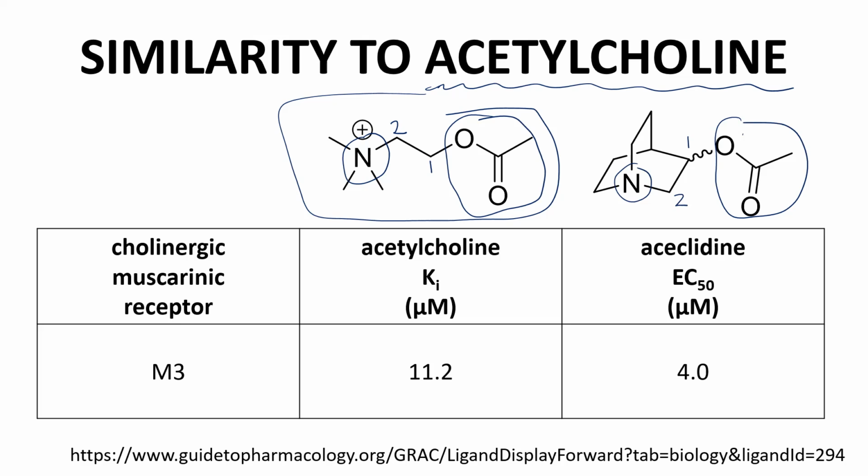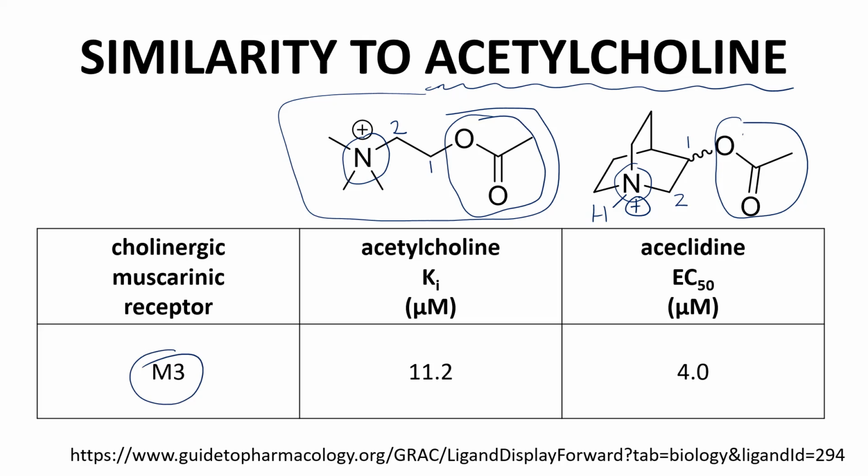The nitrogen in acetylcholine has a positive charge. Aceclidine is protonated under physiological conditions and therefore also has a positive charge. Both of these compounds act on cholinergic muscarinic receptors, which is a family of receptors. I believe that M3 is the most prevalent form found in the iris.